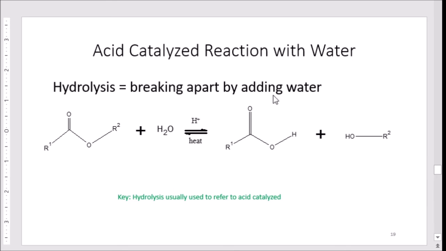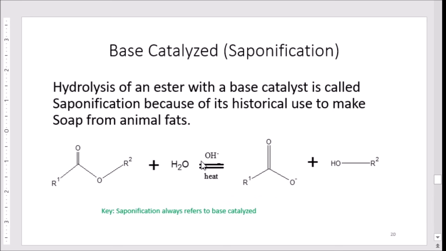So for acid catalyzed, we'll usually just say hydrolysis or acid catalyzed hydrolysis. Now saponification is a hydrolysis, but it's a special name, a special case. And so if it says saponification, it's always base catalyzed. Now you don't actually make the acid because the acid would turn around and react with the base. And so you end up with the salt and your alcohol back. So keep in mind it's always the acid that's going to be deprotonated and not the alcohol.